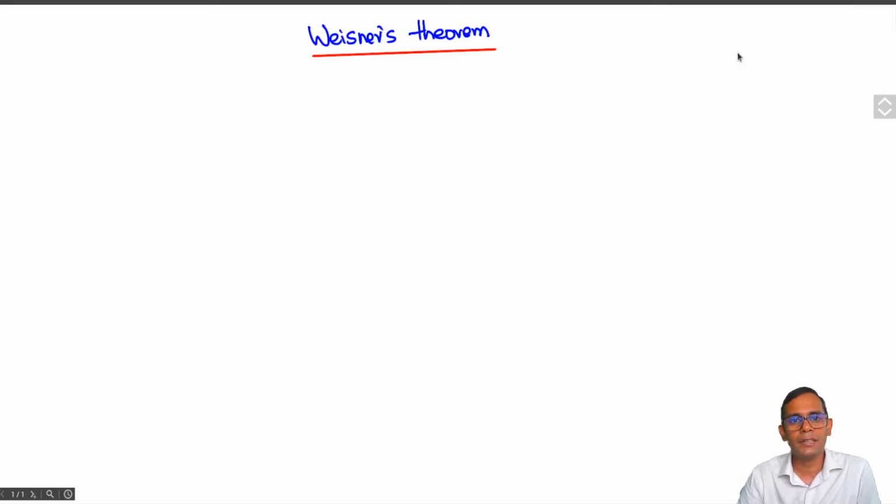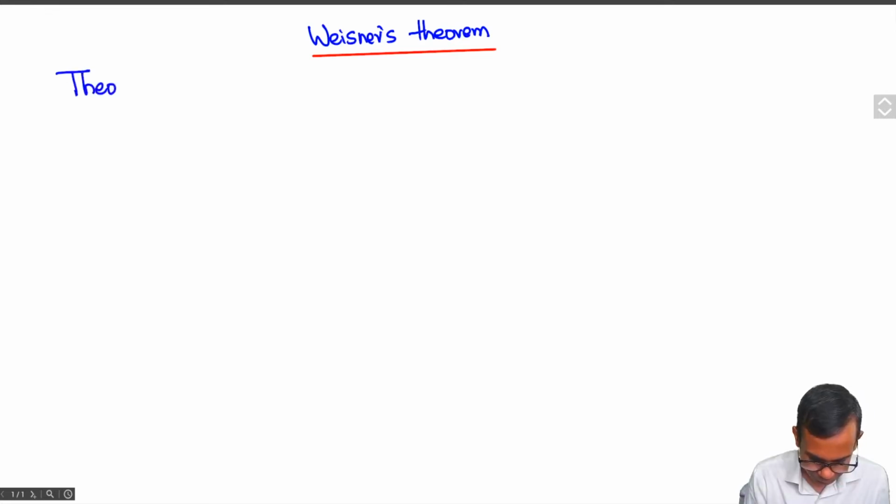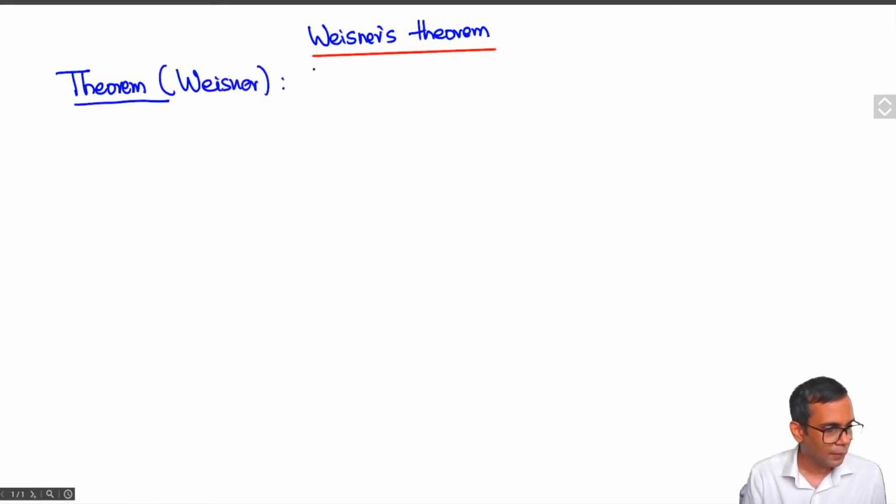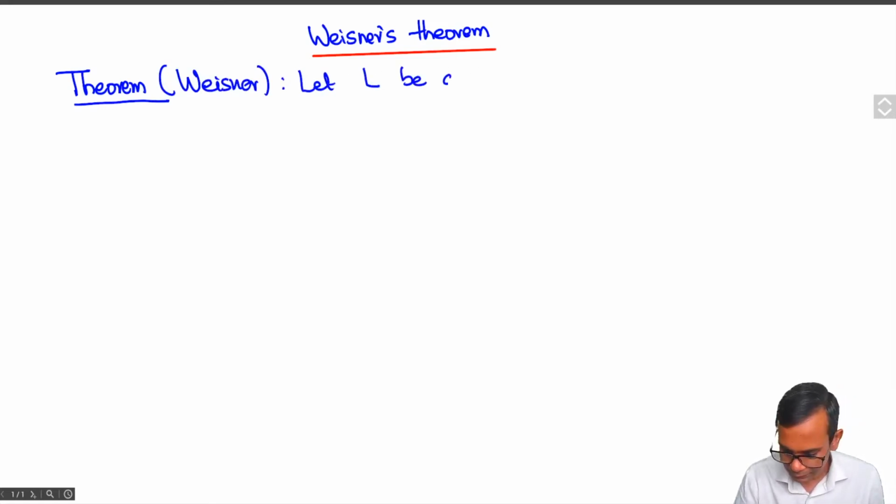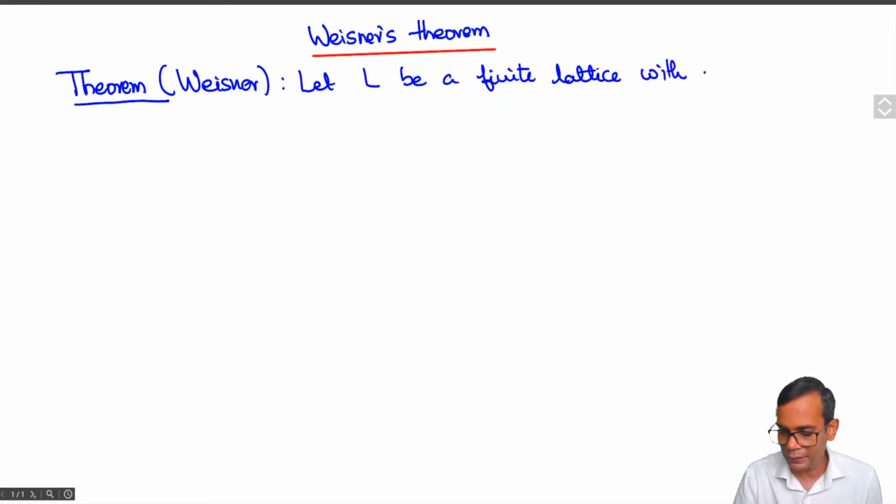In this lecture, I will state and prove Weisner's theorem, which makes it easier to compute the Mobius function of a poset when we know that it is a lattice. So the theorem is the following. Let L be a finite lattice with a least element 0 hat and greatest element 1 hat.